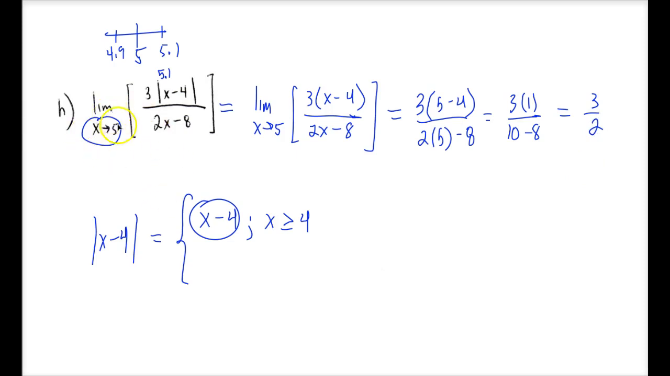And so what we're saying in this case is that for this function here, we're saying that this function is continuous at x equals 5, and that it literally has the point (5, 3/2) on its graph.